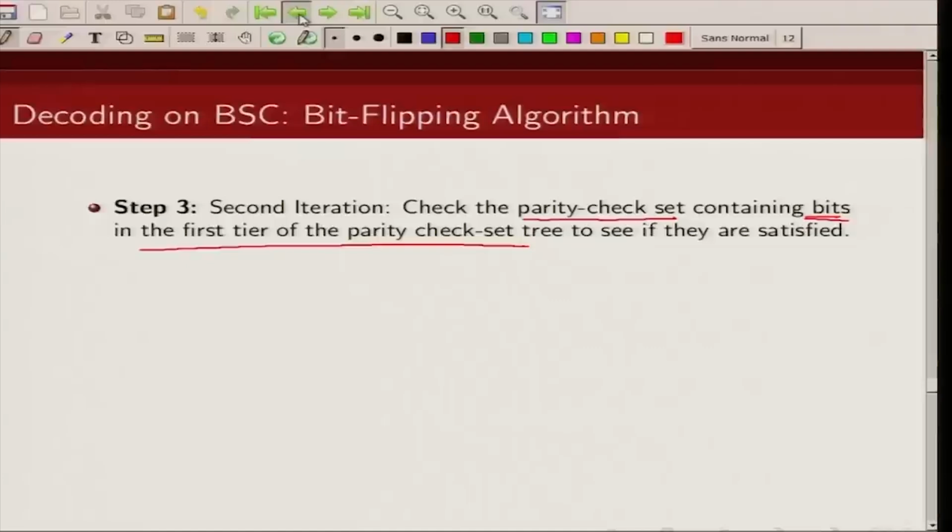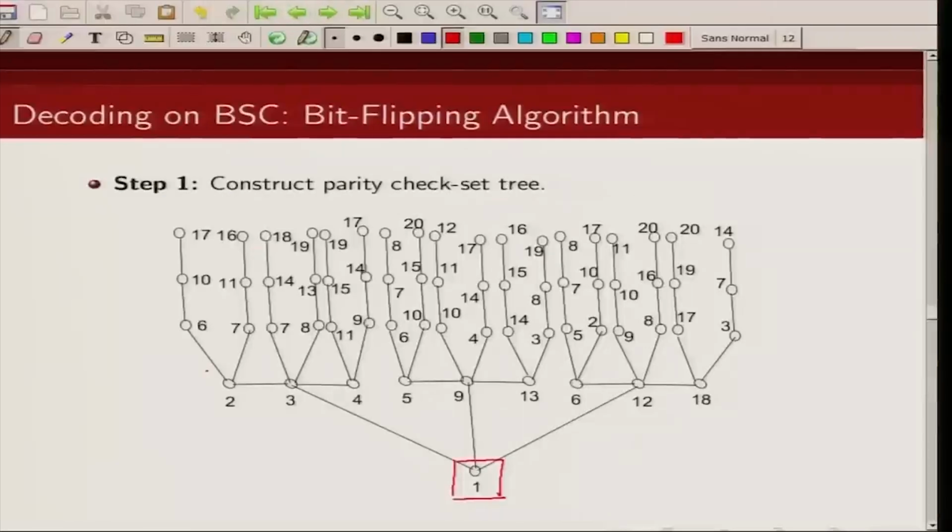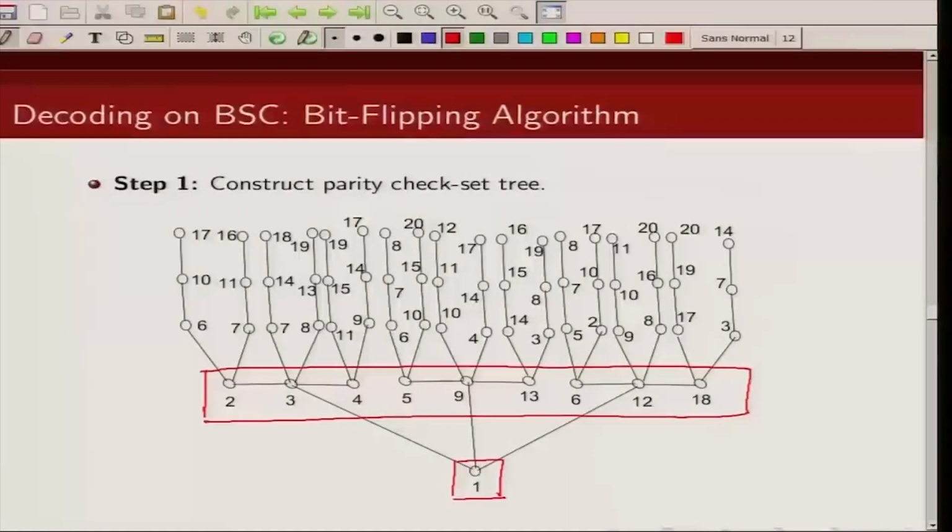So what we are going to do is go into the first tier. We are now going to look at these bits, 2, 3, 4, 5, and see if the parity check sets involving these bits are getting satisfied. If they are getting satisfied, fine. If they are not getting satisfied, then we will again have to flip the bit to make them satisfied. So this is how we are going to proceed. So let's look at the second iteration.